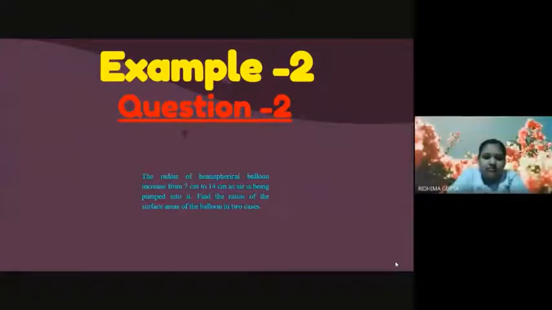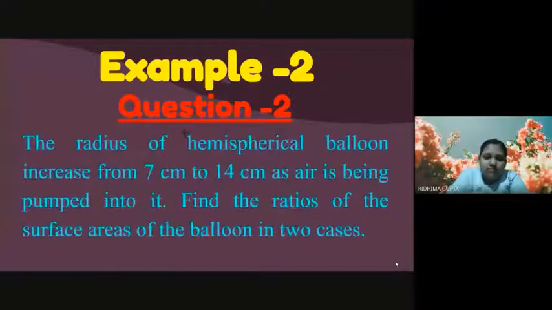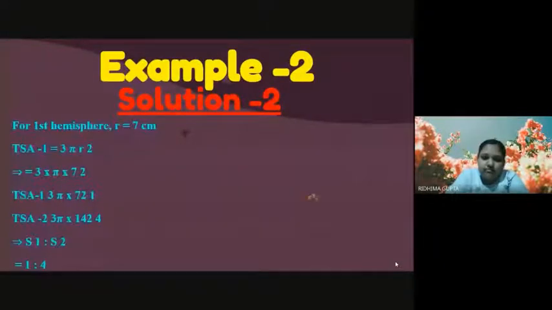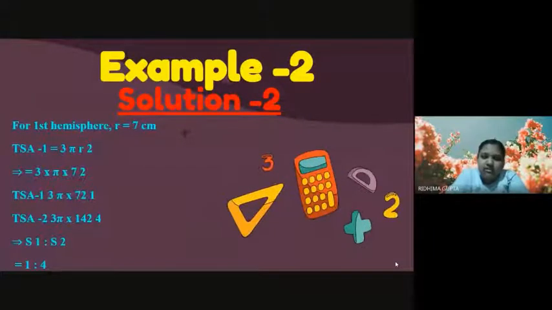Example 2. The radius of hemispherical balloon increases from 7 cm to 14 cm as air is being pumped into it. Find the ratios of the surface area of the balloon in two cases. Here is the solution of example 2.